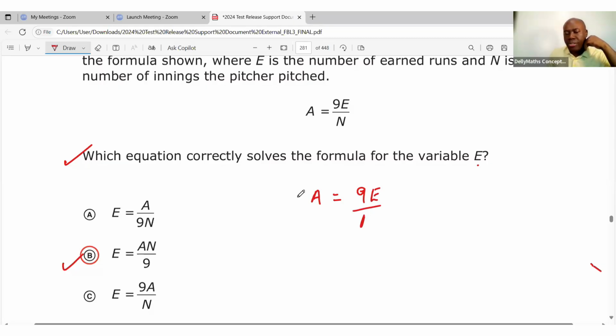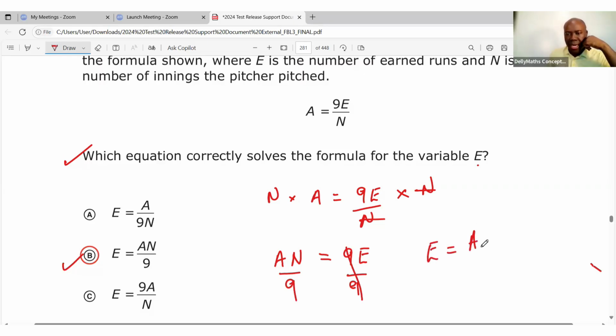We are going to first get rid of this N. So we're going to multiply both sides by N. On the right side, it would cancel. So what are we left with? Here we're left with AN or NA. This is equal to 9E. And then in order to isolate that E, we're going to divide both sides by 9. So now you could see that E by itself is equal to AN over 9. And that is why this is the response for that.